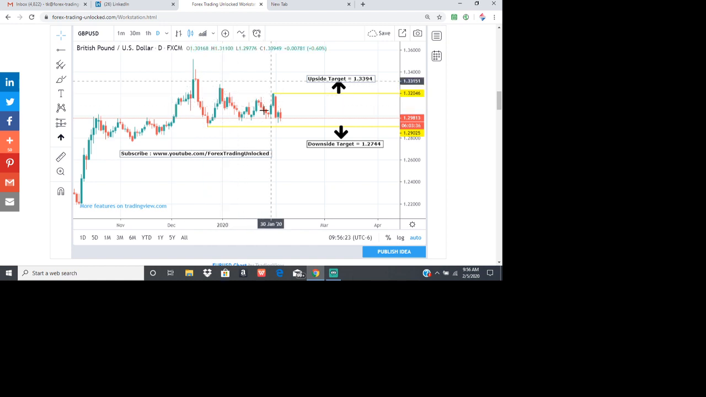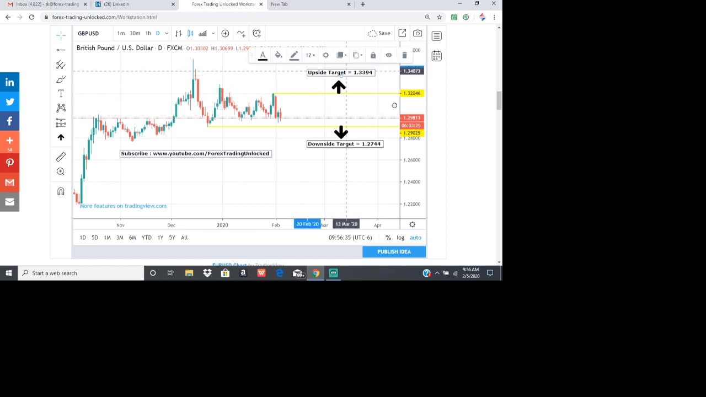But as a whole, it's been going sideways, and I think that you have a better chance of seeing another bounce here and more sideways action, with the potential breach of this upside pivot here at $1.3204, which then targets $1.3394. So a little bit of a mixed review here.